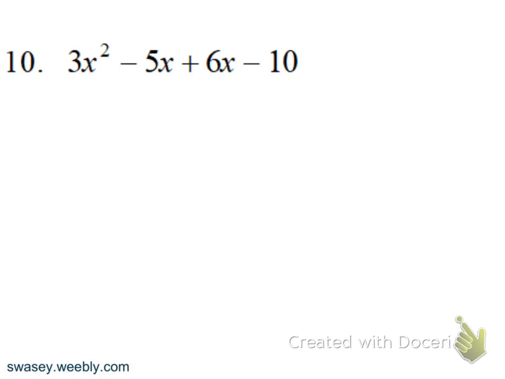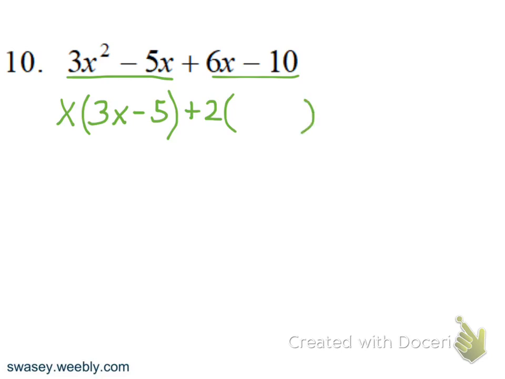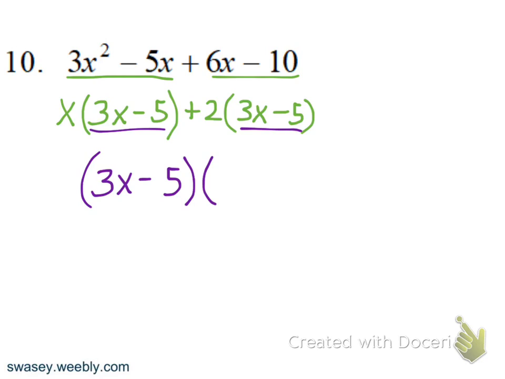Four terms. Greatest common factor of the whole thing is 1. So we'll factor by grouping. We have an x in common. We're left with 3x minus 5. For the last two terms, we have 2 in common. Divide them by 2, we get 3x minus 5. Notice that the binomial inside of parentheses is a match. So we can factor out the 3x minus 5, and we're left with x plus 2.